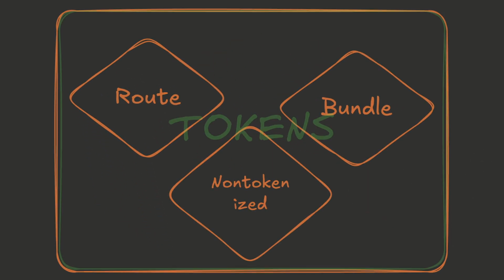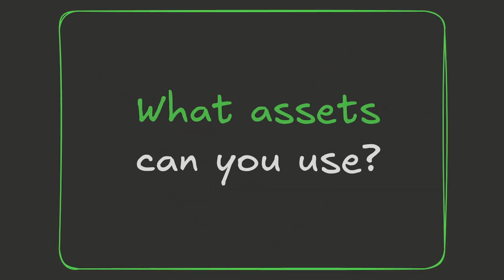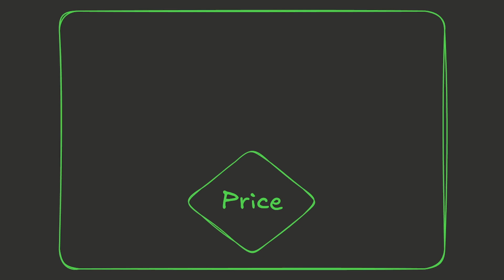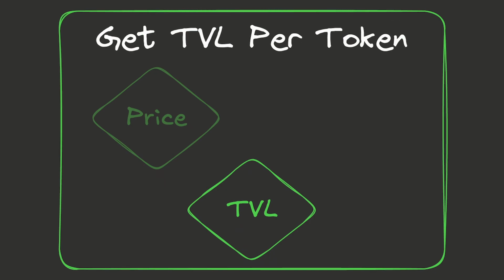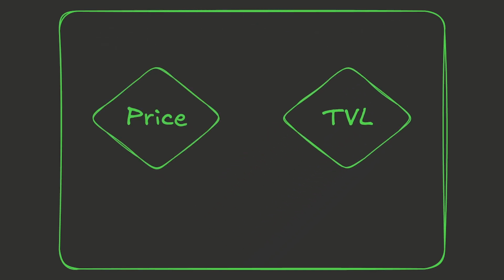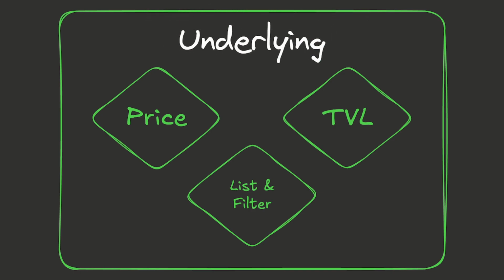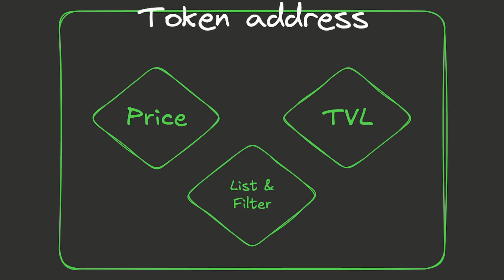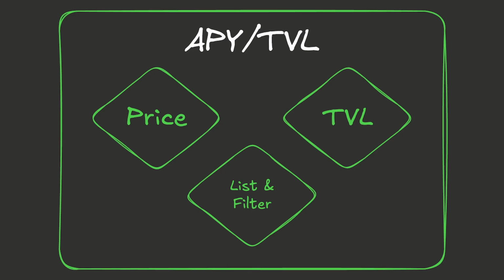Now that we've seen routing, let's check out tokens. The Token API gives you information about the assets you can work with. You can get current token prices, both individual and in bulk, the total value locked per token, and you can filter through a list of supported tokens by name, symbol, underlying tokens, contract addresses, and APY and TVL values.